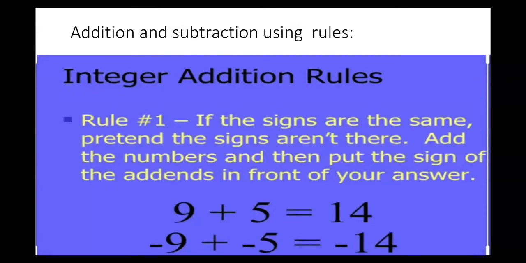Why so? Because we add the numbers when the signs are the same. So negative, negative, we add the numbers. 9 plus 5 is 14 and we put the same sign of the addends, that is the negative sign. So it's negative 14.